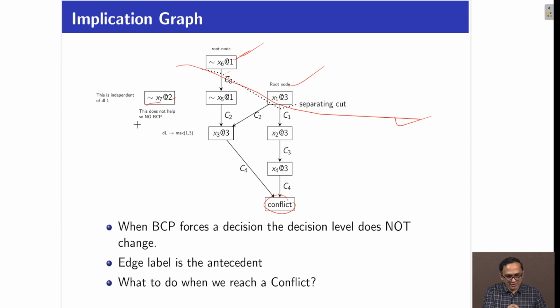In this conflict, this does not contribute, so it is not part of this graph. Here the maximum decision level is 3, and the second most is 1. So, I will remove everything and just keep the root node of the second last conflict decision level in this graph. What is the second highest decision level?